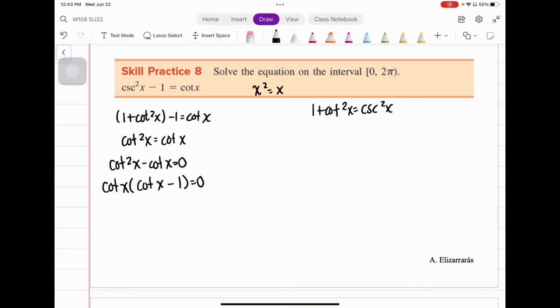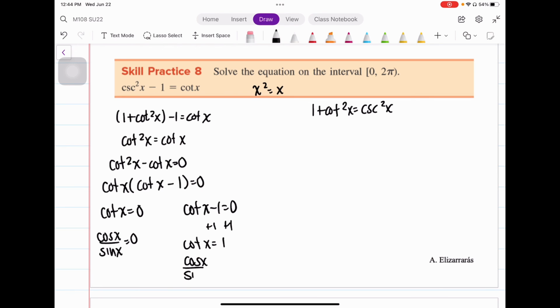And then I can use the zero product property to set each of these equal to 0 and solve. I have cotangent x equals 0, and cotangent x minus 1 equals 0, so cotangent x equals 0 and 1. So when is cotangent equal to 0? When is cotangent equal to 1? Cotangent is equal to 0 when the cosine of x over the sine of x equals 0. Cotangent equals 1 when the cosine x over sine x equals 1.